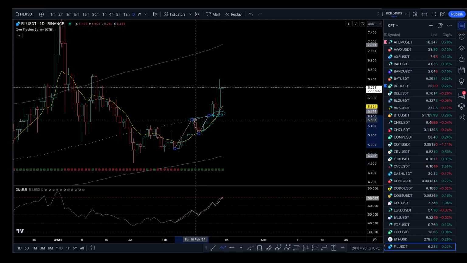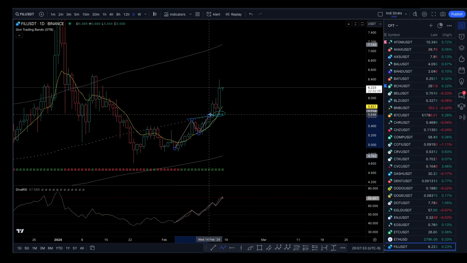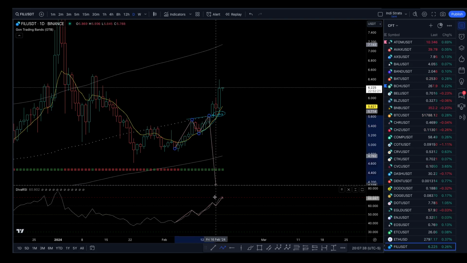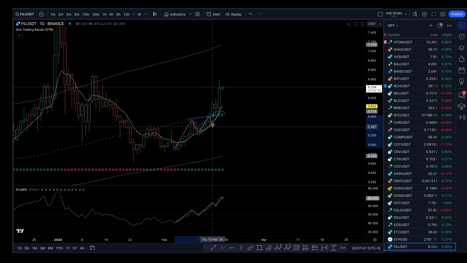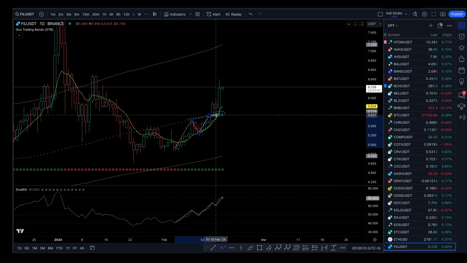So I see that the strength in these tests to break the resistance band are getting stronger, and that's good confluence for me. So then we get the price close above the band, RSI pushes through, and the next retest of the band and the RSI, the relative strength line, is also the retest of 60 on the DivaRSI. So I love to see that kind of stuff.